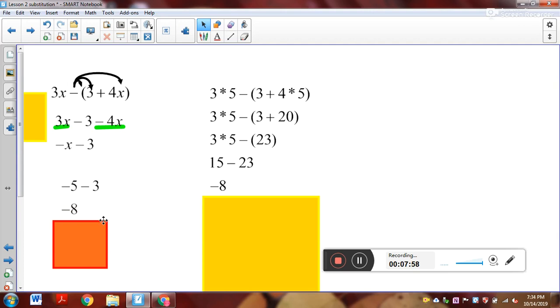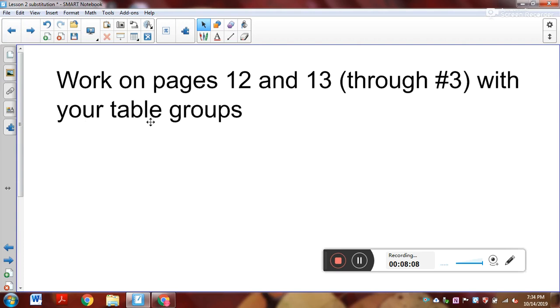So this is correct. And what you're going to do now is, I realize I have too many arrows up there, sorry about that. You are going to continue working on pages 12 and 13. Once you turn to page 13, only do that first set of boxes, which is number 3, with your table groups. Okay, so you are combining like terms, simplifying the expressions, and then you are substituting in the values it asks you to show that you are correct. Okay? I'll be circulating throughout the period to make sure that you're on the right track, helping you out where you need to.